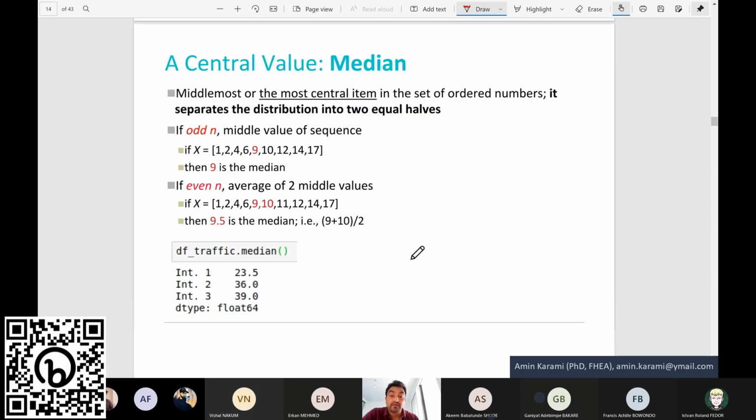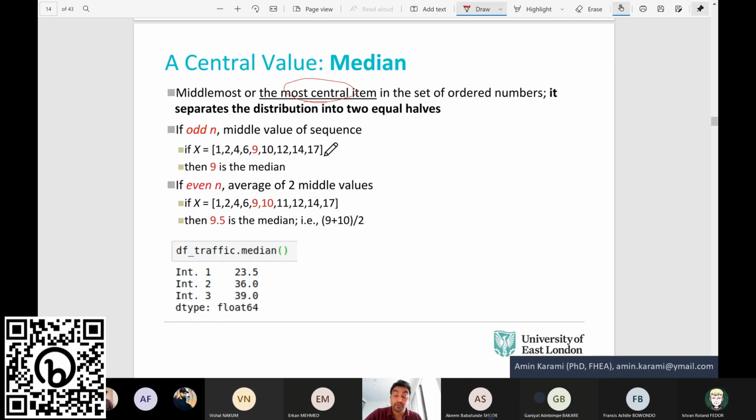the average. So we have median. Median means the most central item, right? So how to do so? First of all, you have to put your data in ascending order, starting, for instance, in this case we have 1, 2, 4, 6, and so on. And then you have to find the middle value. So there are 4 items on the left side, 4 items on the right side, and this is the middle one, right? 9, we call it the median.